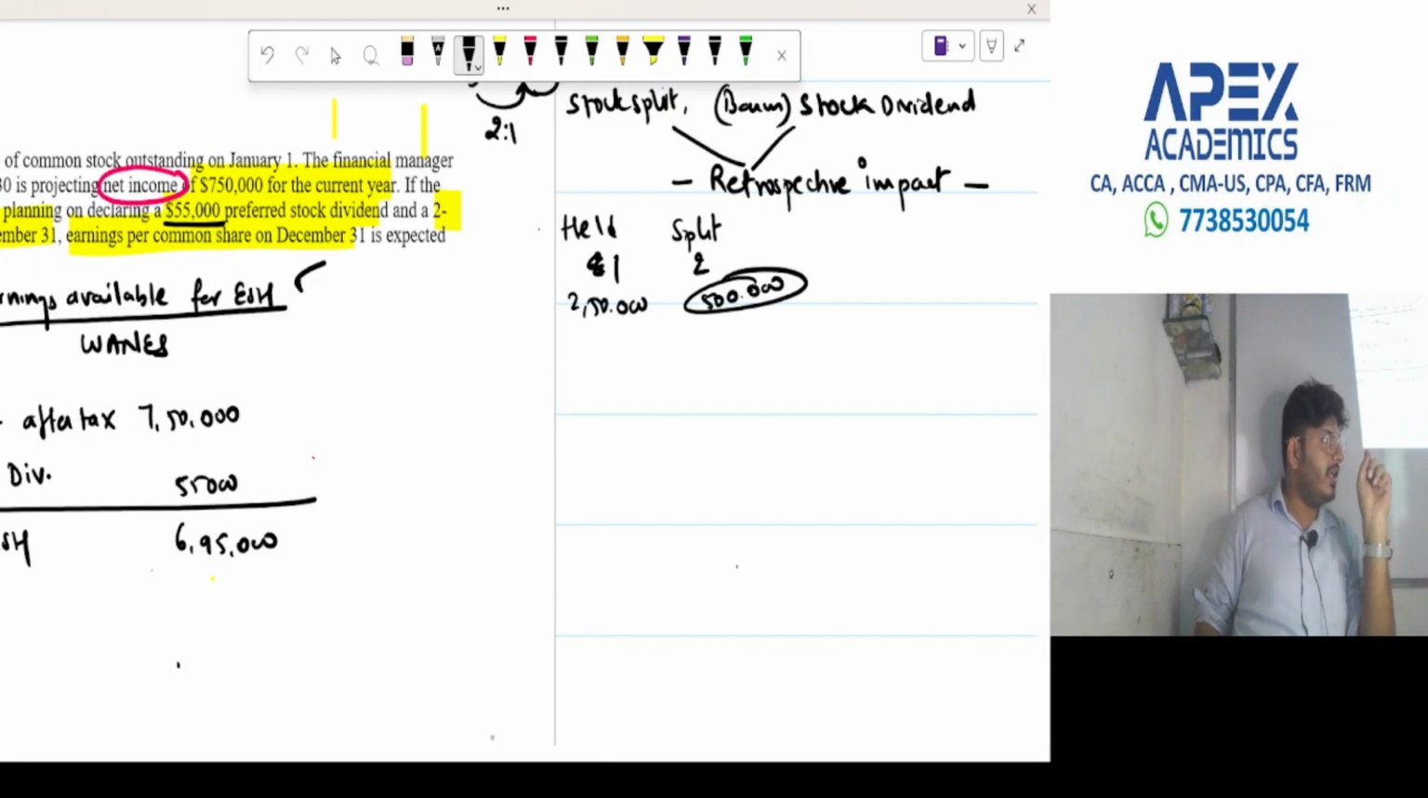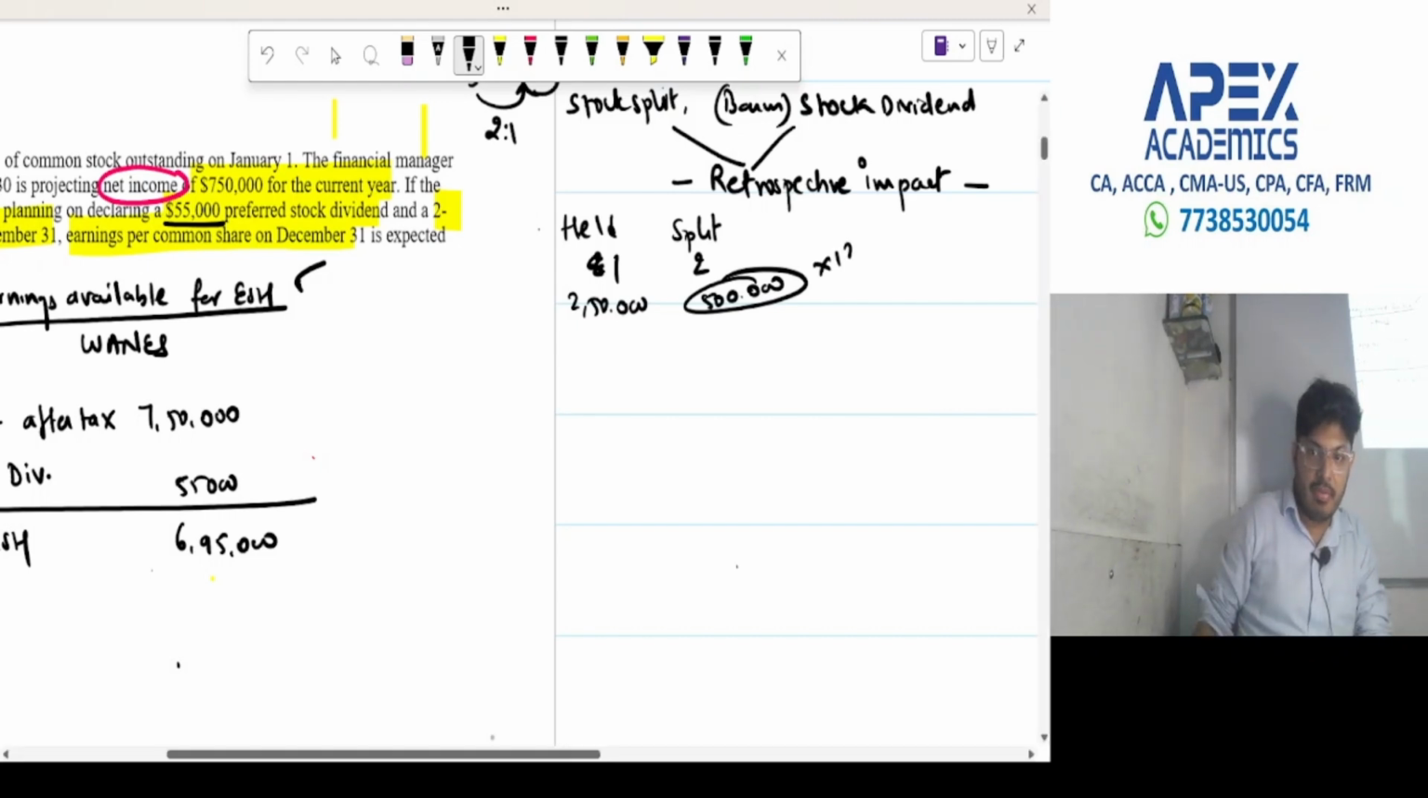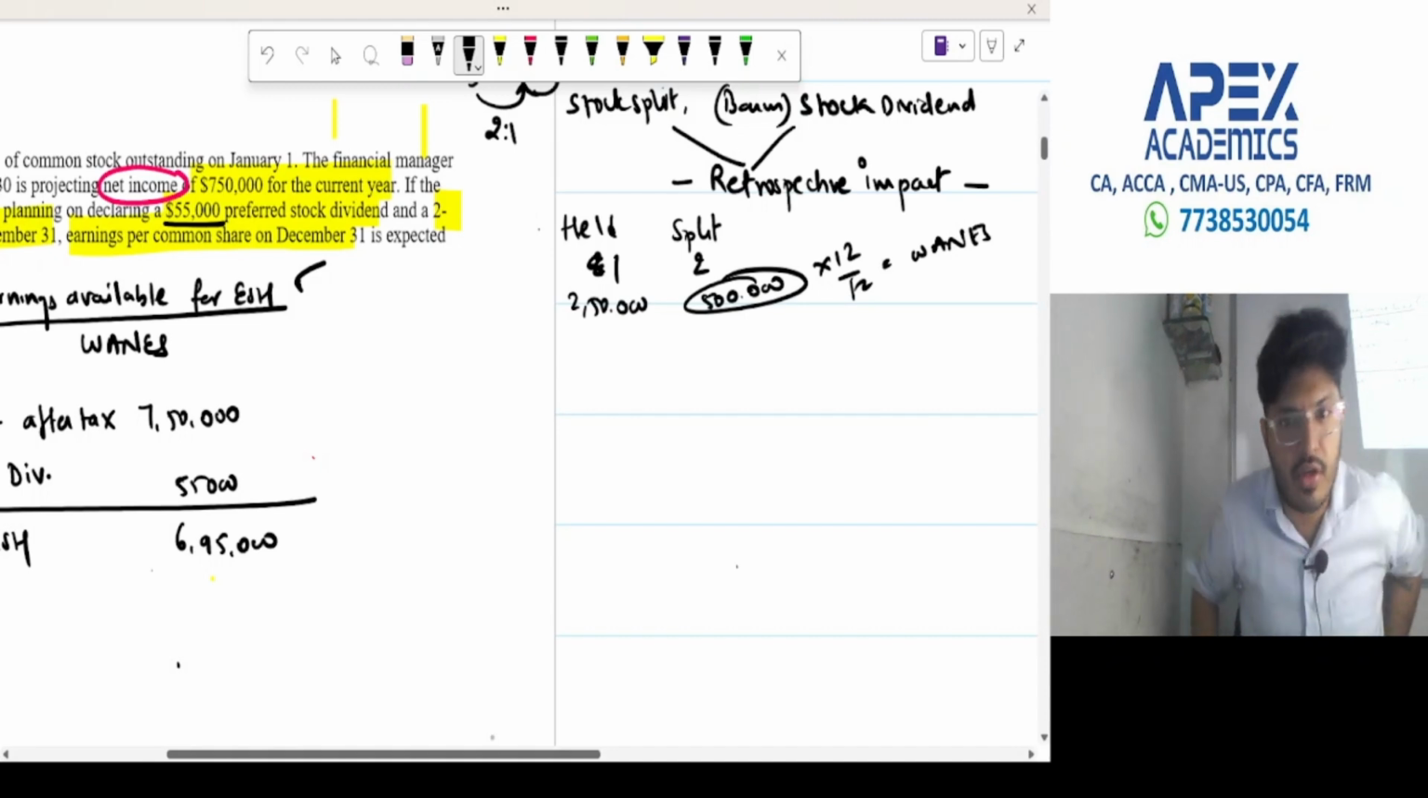It is not on a particular day. It is from the first day. So this 5 lakhs multiplied by 12 upon 12 will be your weighted average number of equity shares. Do I make myself clear? So if you want, you can write a special note for this.